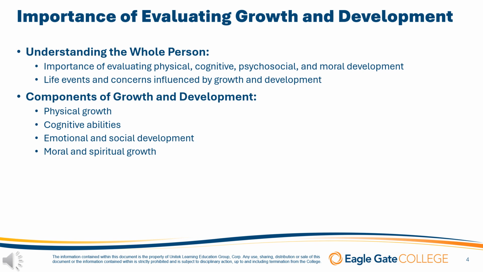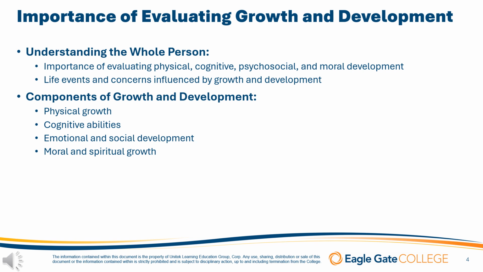Evaluating growth and development is essential because it helps in understanding the overall health and needs of a person. Each aspect of development, physical, cognitive, psychosocial, and moral, interacts to shape the individual's overall well-being. For example, a delay in physical development might impact cognitive abilities and psychosocial interactions, while moral development can influence a person's decisions and behaviors. Different stages of growth and development come with unique challenges and concerns.